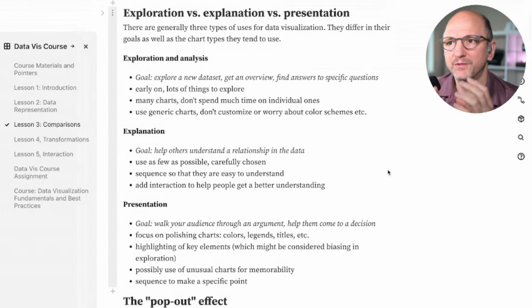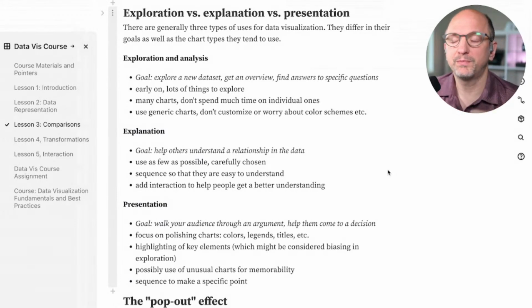The first one I call exploration and analysis. The idea here is that you have a new data set or something that you're unfamiliar with, and you have to do the analysis where you're asking lots of questions. Sometimes you have specific questions, sometimes you don't, but it's an early exploration. You don't tend to create very fancy charts.